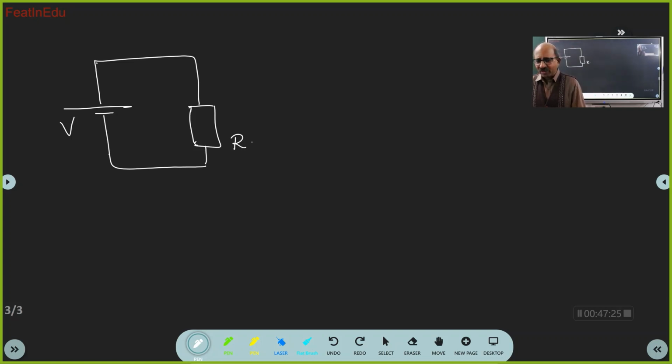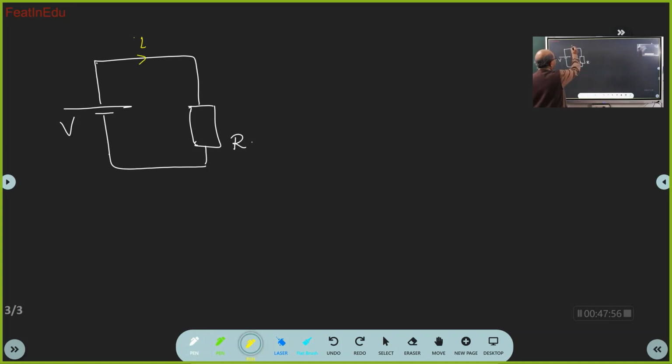When charges are flowing, what do you call that? Current. So start using the word current. It's correct that charges flow and heat is generated, but what is the first thing that happens when you connect it like this? Electrical current will start flowing.